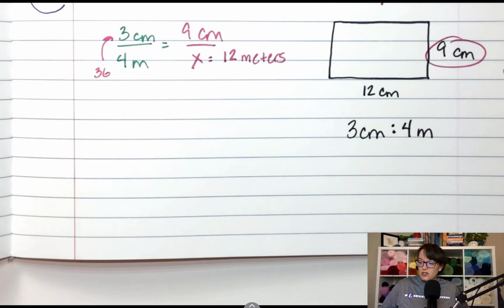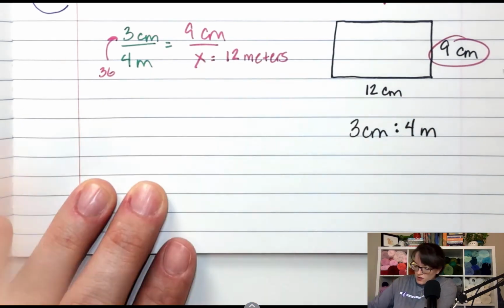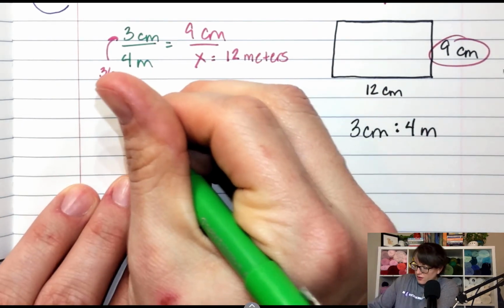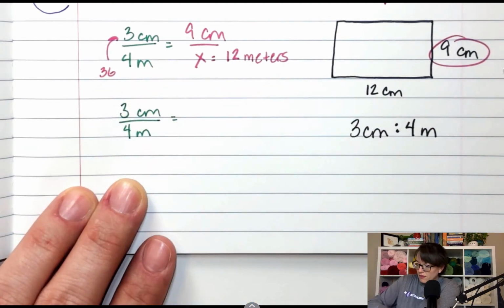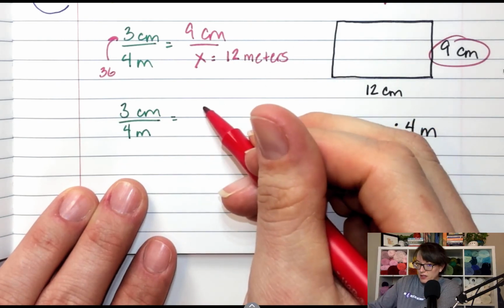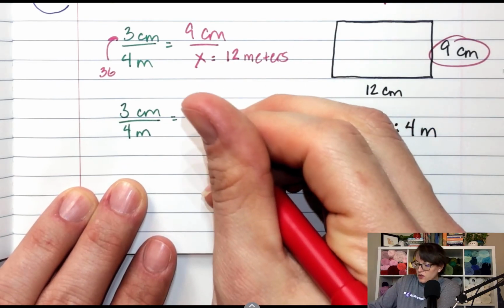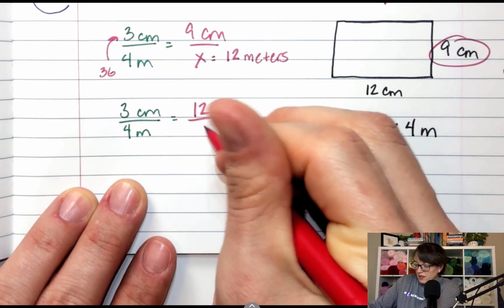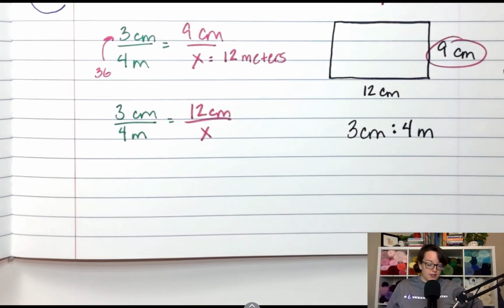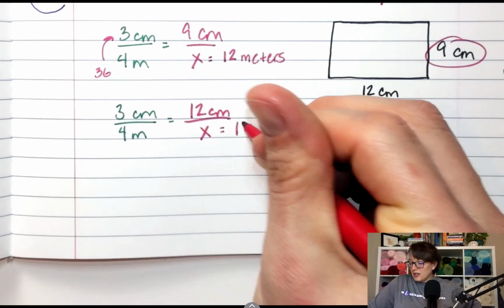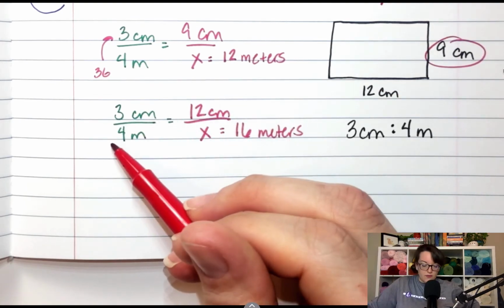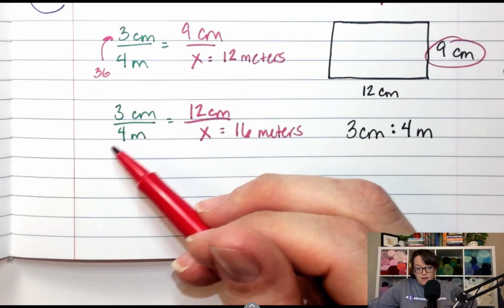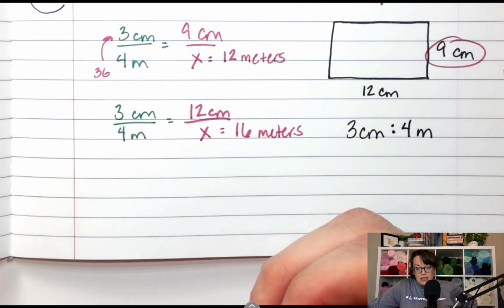All right, now we need to do 12. So if I have my scale, 3 centimeters represents 4 meters, and instead of 9 centimeters, what am I going to put here? 12 centimeters and X. Go ahead and solve for X. X is 16 here, because 12 times 4 is 48, and 48 divided by 3 is 16.